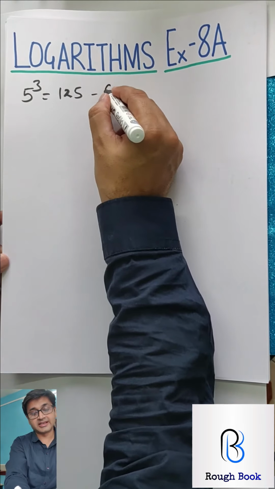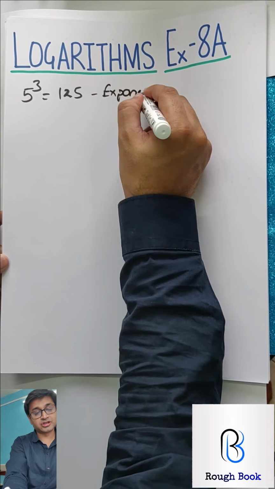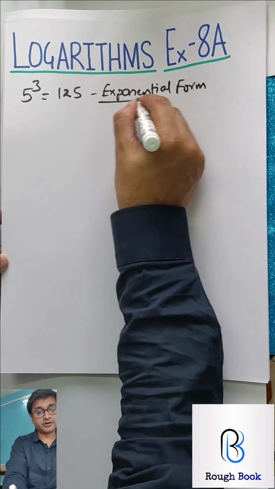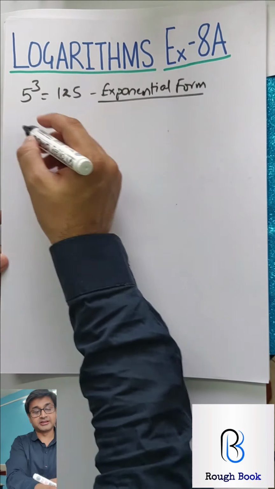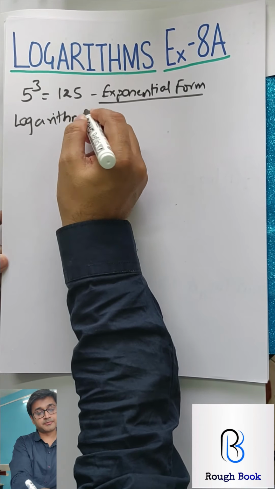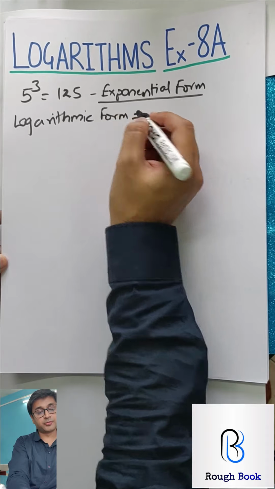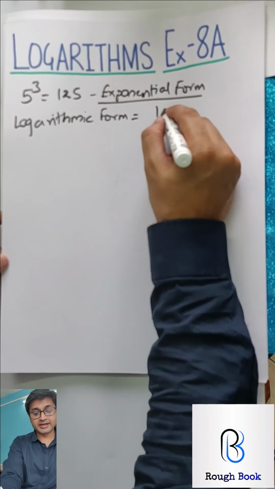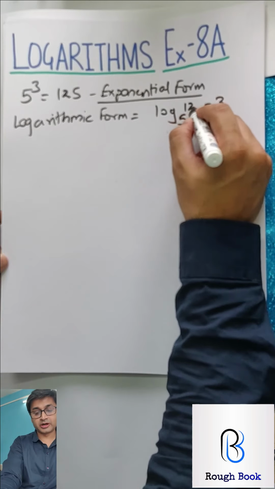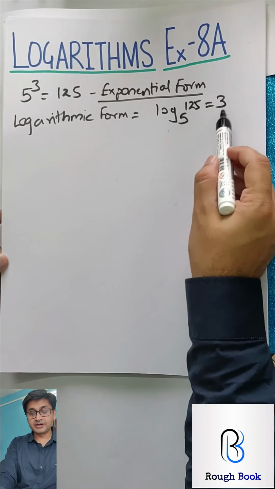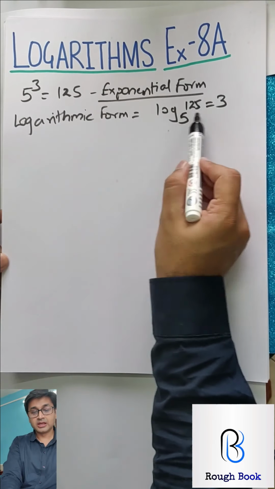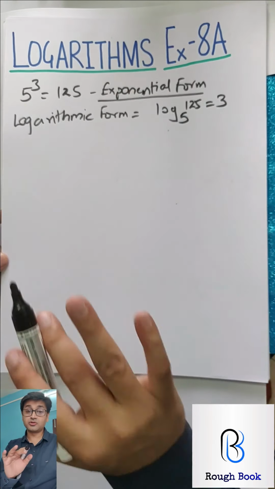We call this exponential form. If you are converting this exponential form into logarithmic form, how are you going to present it? So how do I remember? Log 5 cube equals 125. I remember it as a cycle: 5 cube equals 125. That's how you can remember.